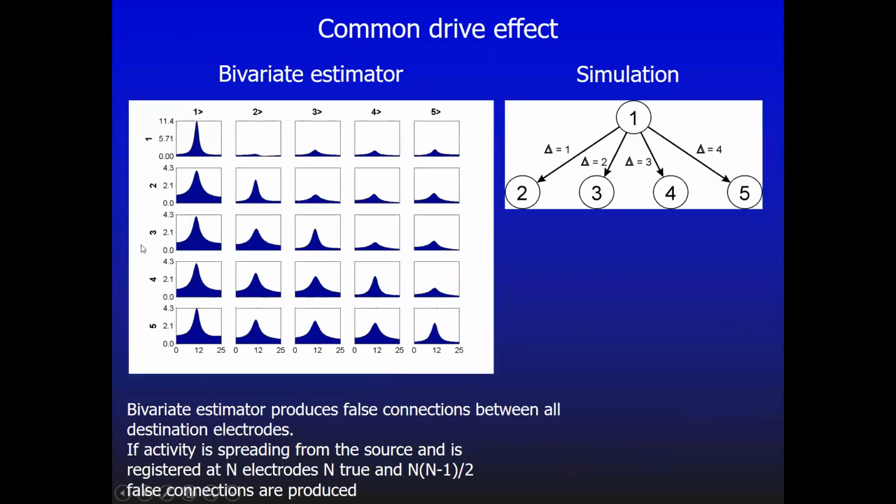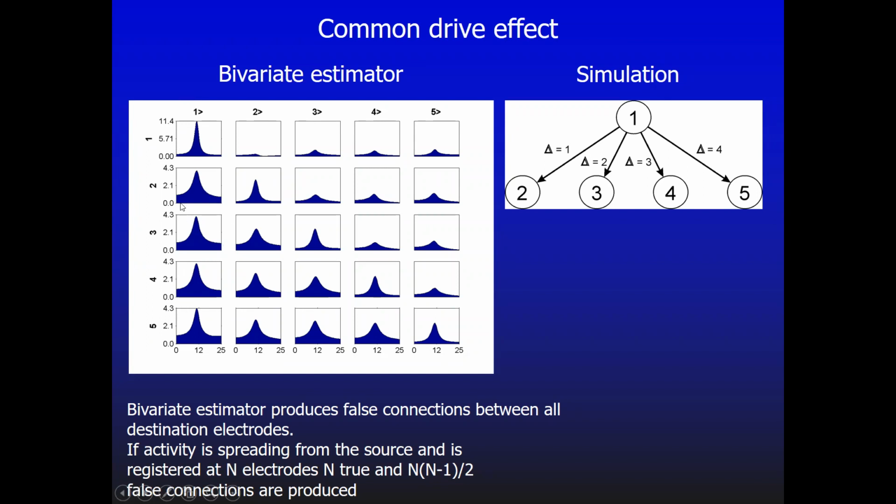Now, I would like to explain this common drive effect. So let's say we have the bivariate estimator. It doesn't matter which one: the correlation, coherence, and it can also be two-channel DTF.